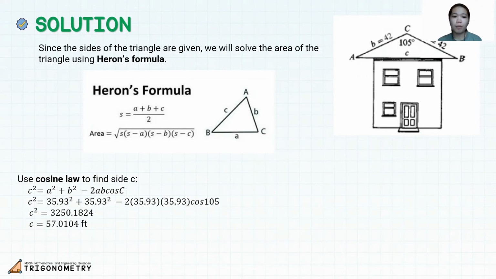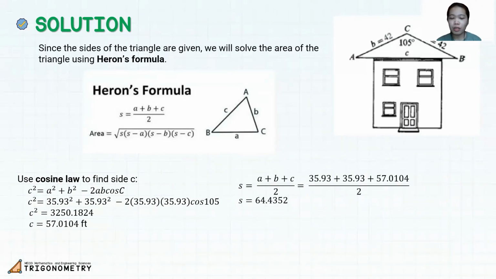The cosine law is presented as c squared equals a squared plus b squared minus 2ab cosine C. So we substitute the values, with A as 35.93 and B also 35.93, and our angle C is 105 degrees. So we get C as 57.0104 feet. Since we now have the complete values of the sides of the triangle, we can immediately substitute the values into Heron's formula.